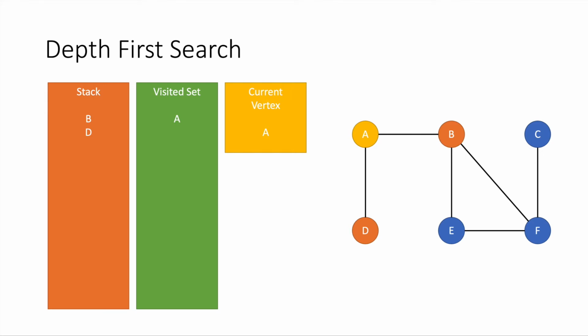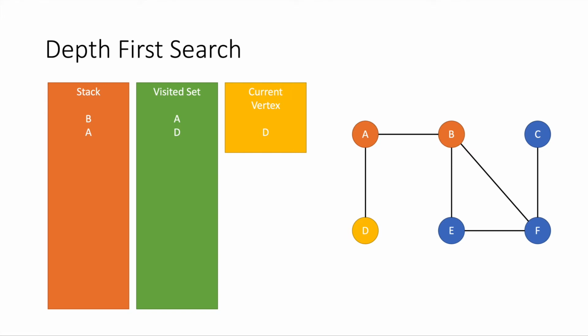The loop now continues by taking the end item from the stack and setting it as the current vertex, in this case D. D is added to the visited set, and all of D's neighbors are added to the stack. This terminates the second iteration of the loop. Notice how A was added to the stack even though it's already been visited. This is because it's the main loop's responsibility to only visit nodes that have not been visited.